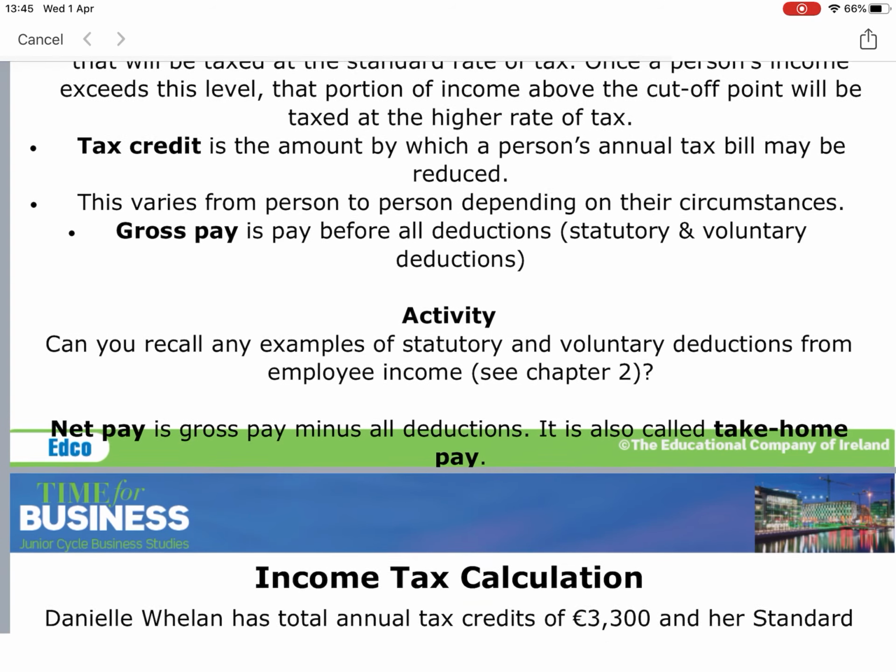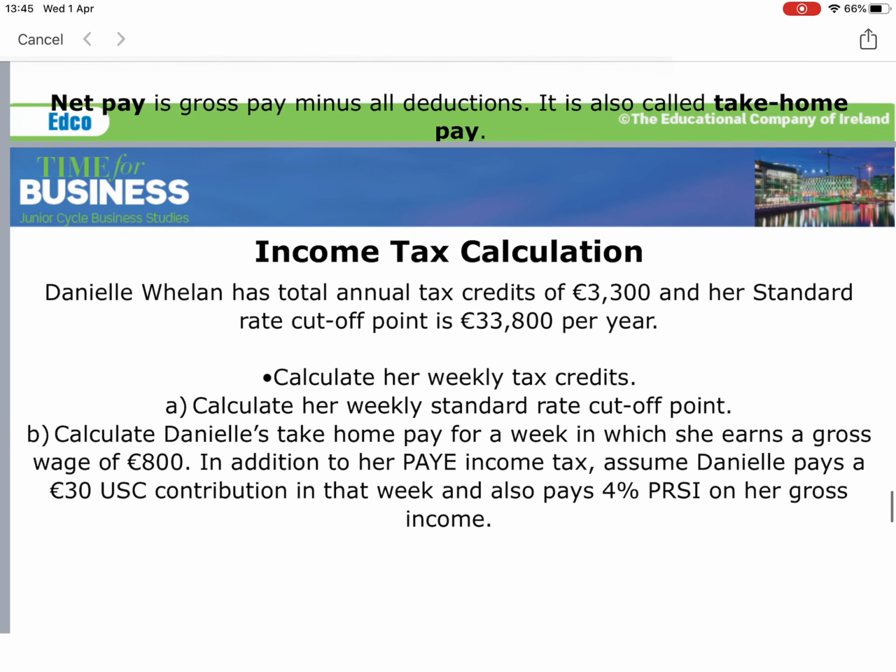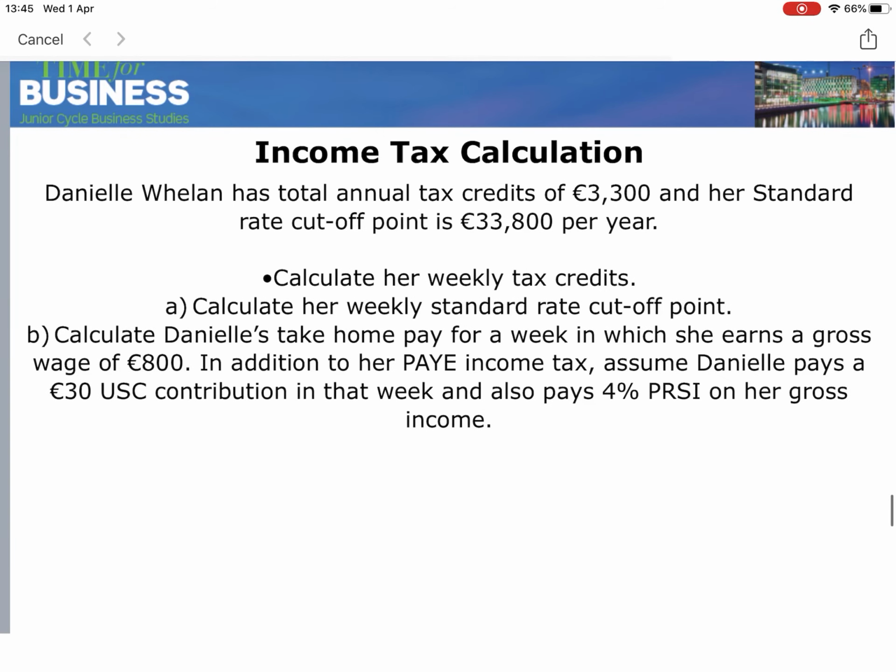Now, don't worry, lads, I will do an example here for you. So Daniel Whelan has total annual tax credits of 3,300, and her standard rate cutoff point is 33,800 per year. If you wanted it for a week, you would just divide by 52. If you wanted it for a month, you divide by 12. Calculate her weekly tax credits.